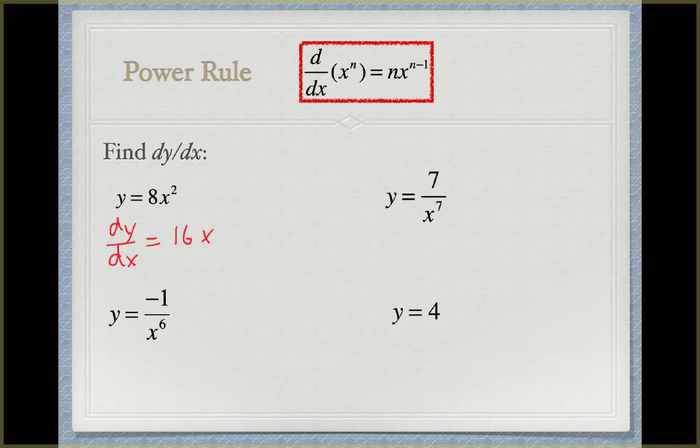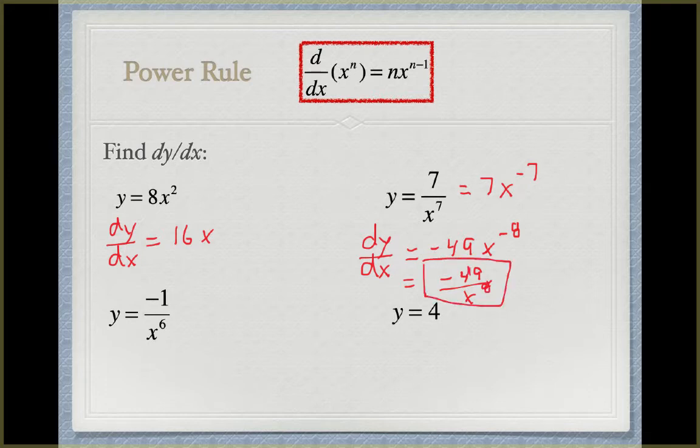For this one, we have 7 over x to the 7th. I recommend you rewrite this into 7x to the negative 7th. Then we can take the derivative, and we take negative 7 up front. Negative 7 times 7 is negative 49. X to the negative 8th, because we subtract 1 from the exponent. We can rewrite this again if we want, and we get negative 49 over x to the 8th. We move that negative exponent.